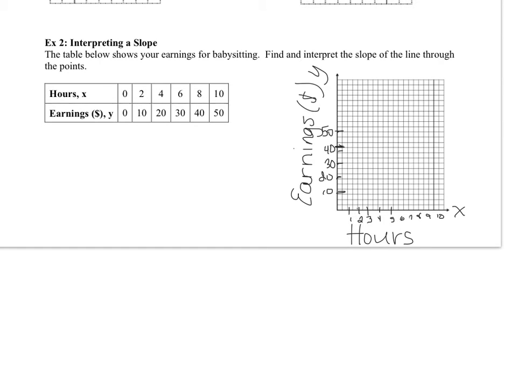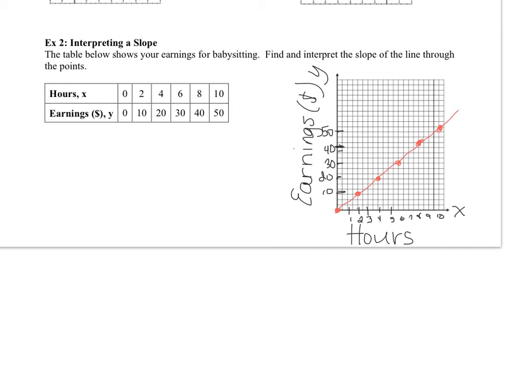All right, let's graph them. So 0, 0. If I don't work, I don't get money. 2, 10. In 2 hours, I'll earn $10. In 4 hours, I will earn $20. In 6 hours, I will earn $30. In 8 hours, I will earn $40. And in 10 hours, I'm going to earn $50.